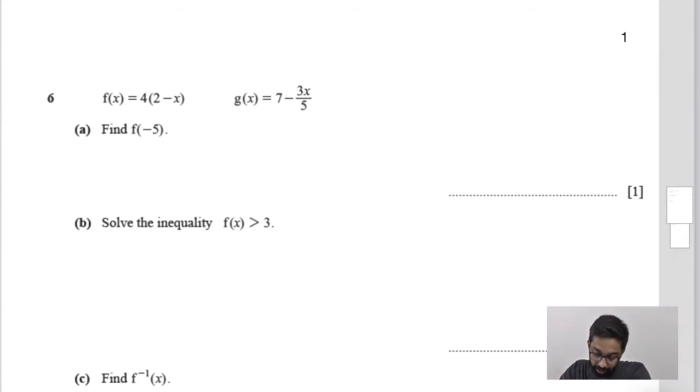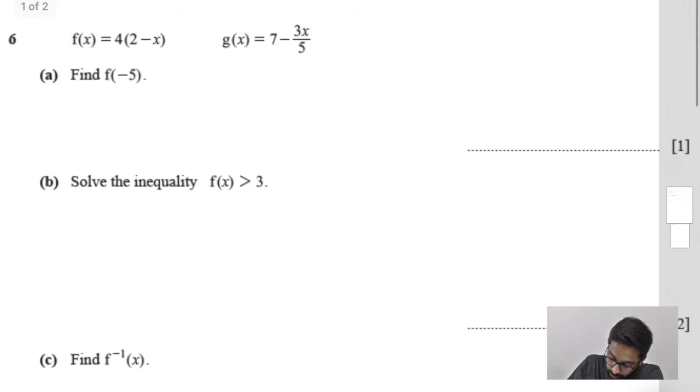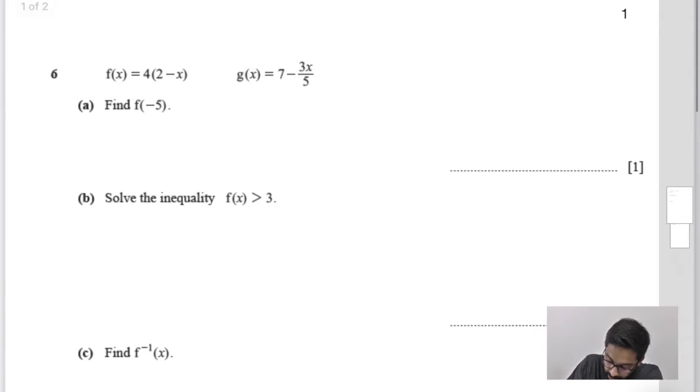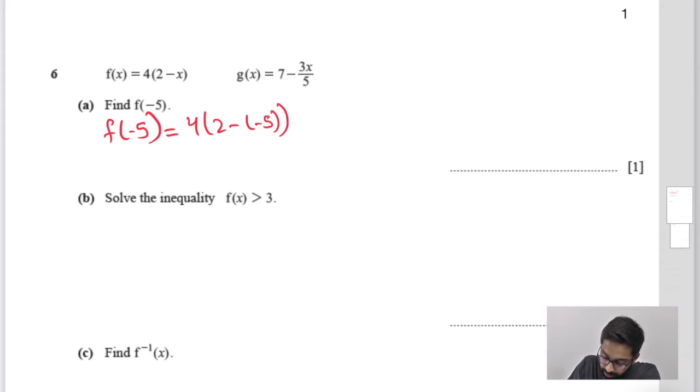Let's get started. The first part of the question reads: f(x) is equal to 4 times (2 minus x), and g(x) is (7 minus 3x) over 5. Find f(-5). Okay, easy. In order to find f(-5), you would need to substitute the value of negative 5 in place of x in the function. When you do that, you get 4 times 7, because 2 minus negative 5 gives you 7. Eventually you get 28. So the answer to this question is 28.